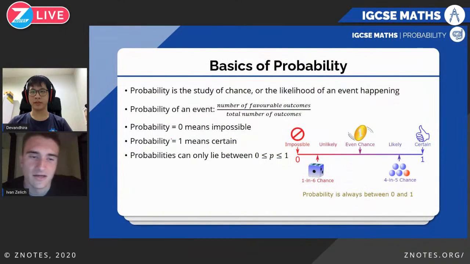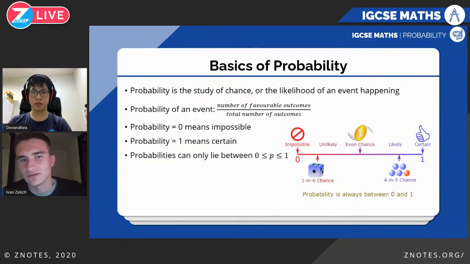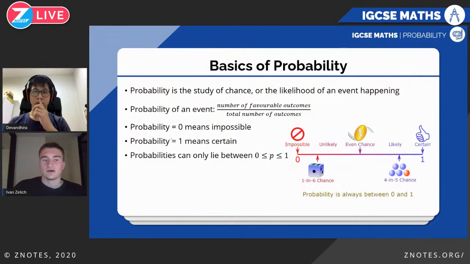So the basics of probability. Probability is the study of chance or the likelihood of an event happening. As the second point illustrates there, the probability of an event is the number of favorable outcomes divided by the total number of outcomes. It's kind of the universal definition. You find the number of outcomes you're interested in and divide it by how many possible ways or outcomes can happen.